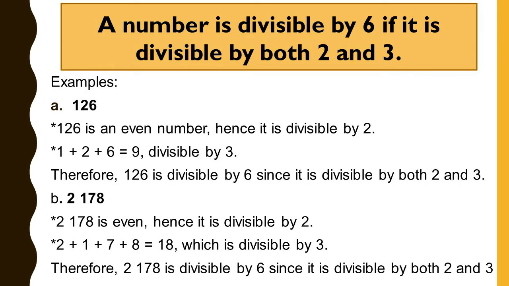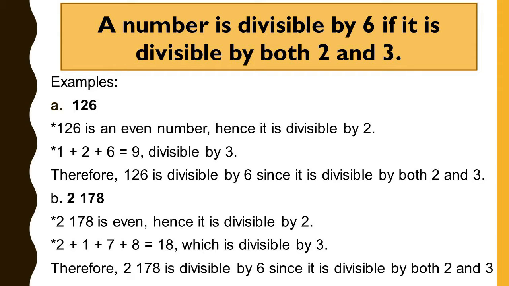A number is divisible by 6 if it is divisible by both 2 and 3. For example, 126. 126 is an even number. Therefore, it is divisible by 2. To determine if it is divisible by 3, then add the digits. 1 plus 2 plus 6 is equal to 9. 9 is divisible by 3. Therefore, 126 is divisible by 6, since it is divisible by both 2 and 3.